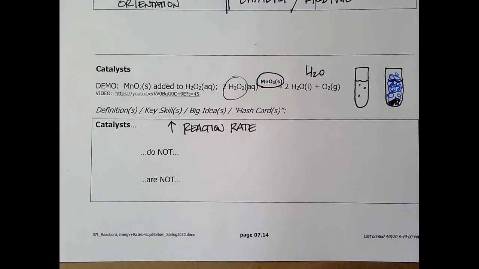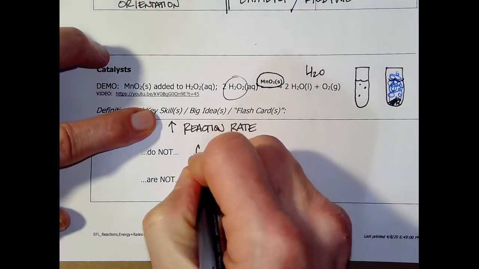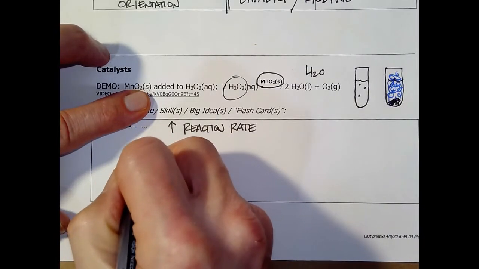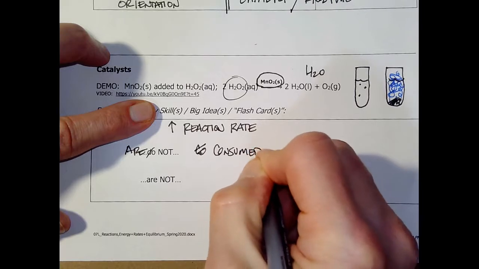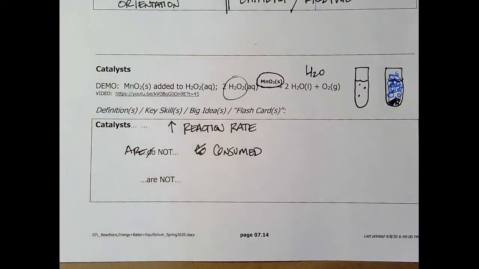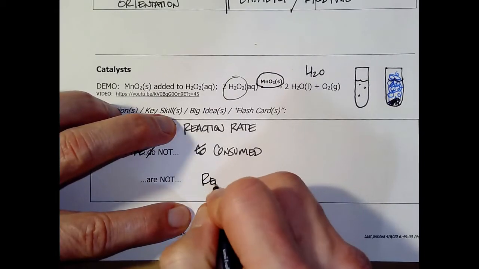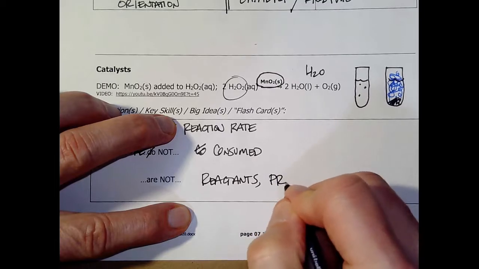Now, they don't get used up. At the end of that, you can see there's that powdered material sitting there at the bottom of the test tube. So they do not get consumed. Do not, maybe I should say are not consumed. The catalyst is there at the beginning, it's there at the end. They're not reactants, and catalysts are not products.